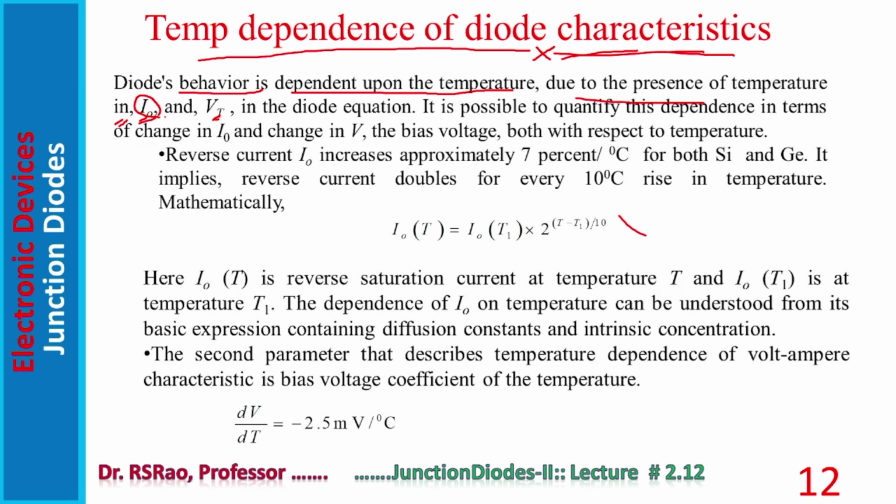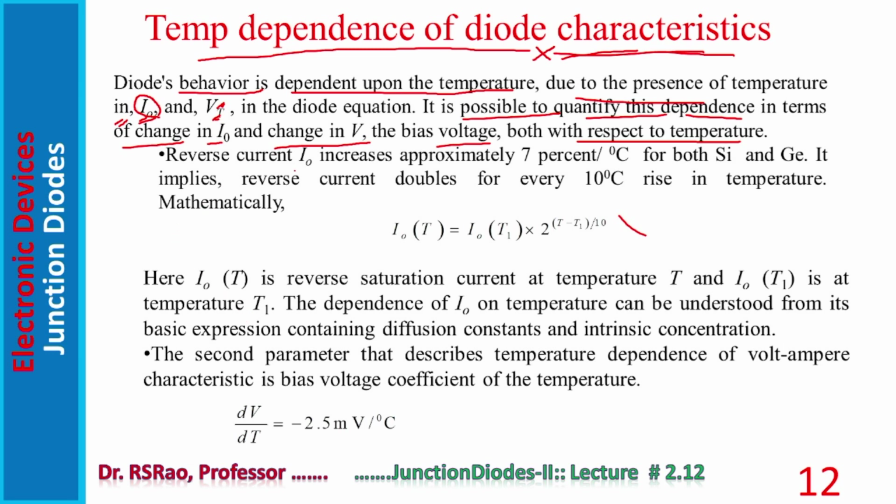Similarly, Vt is T by 11,600. T stands for temperature. So in the expression for Vt also there is temperature. So I0 and Vt both depend upon temperature. Naturally, the current of the diode also depends upon temperature. It is possible to quantify this dependence in terms of change in I0 and change in V, the bias voltage, both with respect to temperature. There are 2 points which account for the entire temperature dependence of the Shockley diode equation.